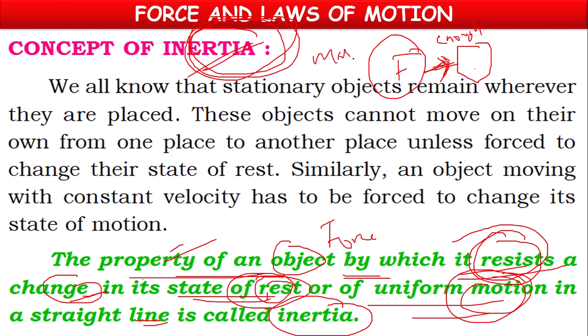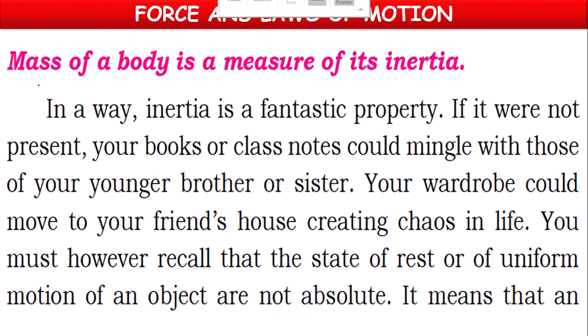So mass is the measure of inertia. Inertia mainly depends on mass. Heavier bodies like an elephant will have more inertia compared to a small ant, because mass is the measure of inertia. If the mass is more, inertia will be more, and more force has to be applied to change its state. If the mass is small, inertia will be small, and less force has to be applied to change its state of rest or motion. So here, children, the mass of a body is the measure of its inertia.